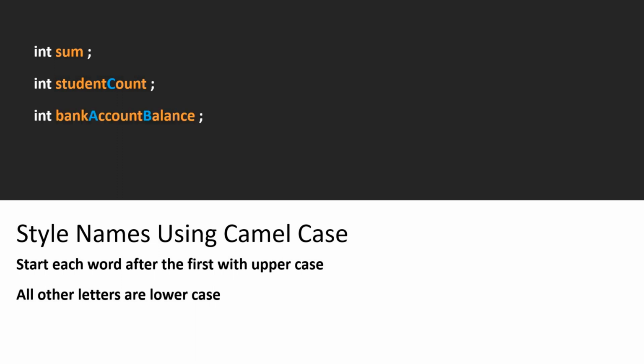Another example, bankAccountBalance. The second and third words, account and balance, each start with an uppercase letter. And one last example, level2Training. The second word, training, starts with an uppercase letter. So all four of these examples correctly conform to the camel case naming style.